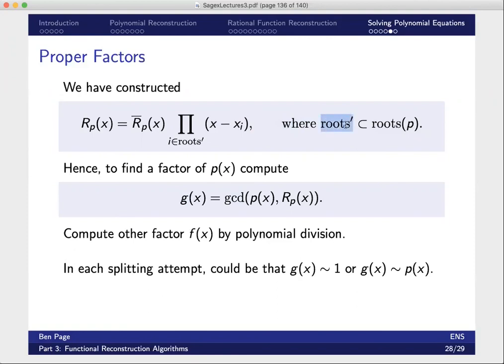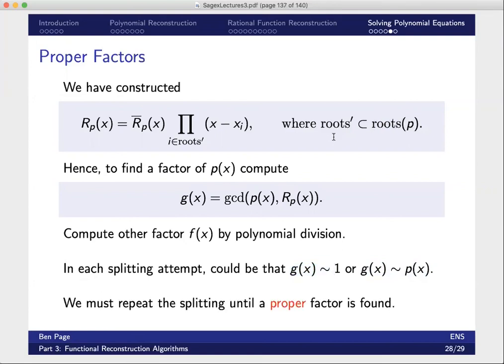Now, if we do this, because we're working probabilistically, it might well be that two annoying cases happen. The first case is where we actually manage to build a polynomial that has every root of p of x. This is just the full set, in which case you're just going to get the original polynomial back. Or it will be that g of x will actually just be a constant because it didn't share any of the roots. So we're just going to repeat the splitting procedure until we find a proper factor.